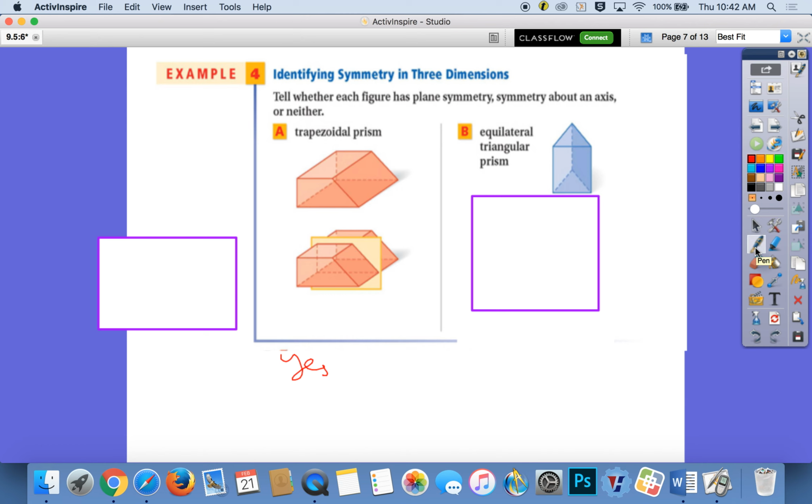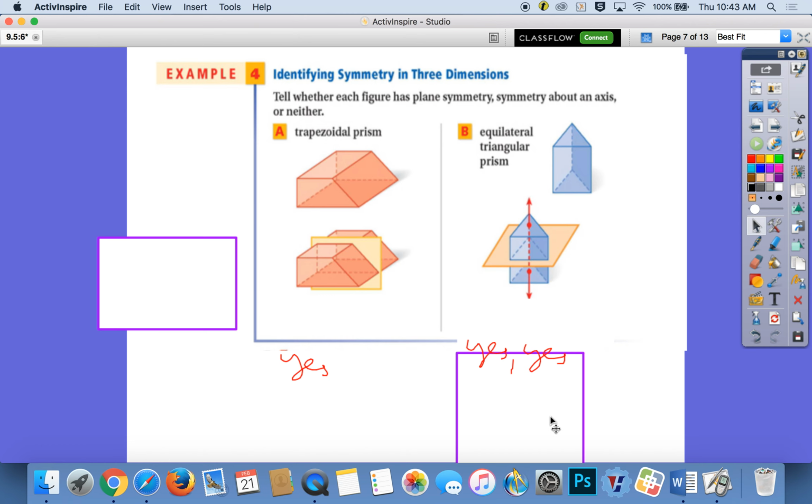What about with an equilateral triangular prism? So is there a way that I could slice this with a plane? Take a piece of cheese and pierce through it where it would be congruent? Yes. And does it also have rotational symmetry? Could I put a rod in it and it could rotate around itself and it would be symmetrical? Yes. And let's see what that looks like. So here's your piece of cheese, slicing that, and then here's your rod going straight through it.